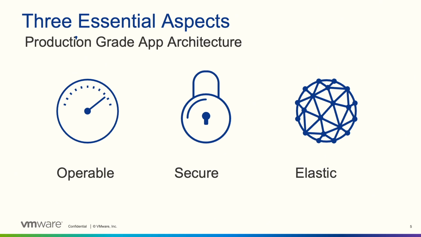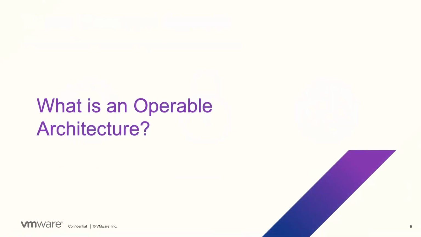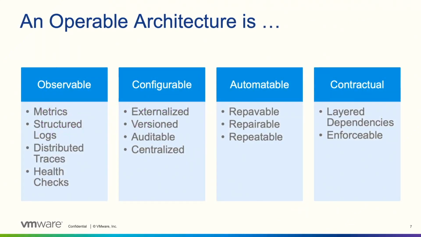Now, what do I mean by those three words? So I want to take a few minutes to tell you our perspective on what those three things mean. And then we're going to look at how we can do those things very easily with Spring and some other things that we're going to talk about today. So what exactly does an operable architecture mean? An operable architecture boils down to a few concepts.